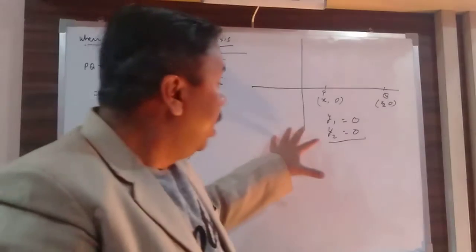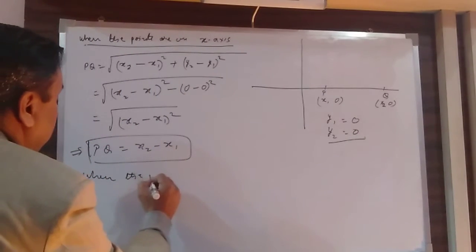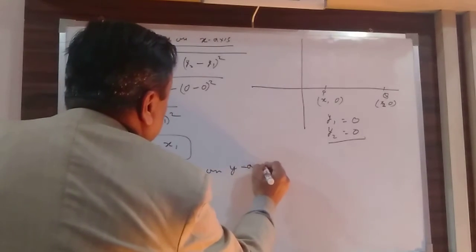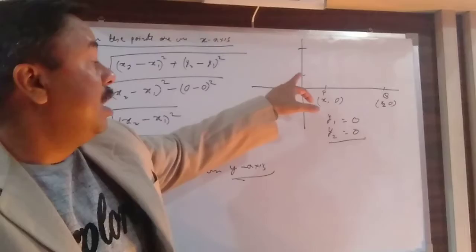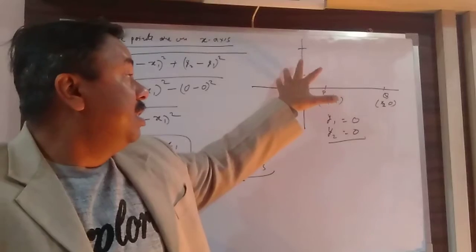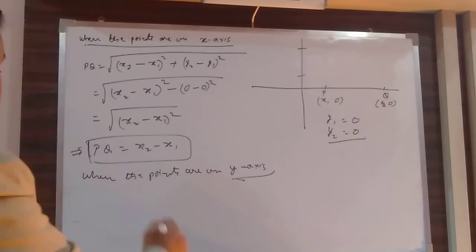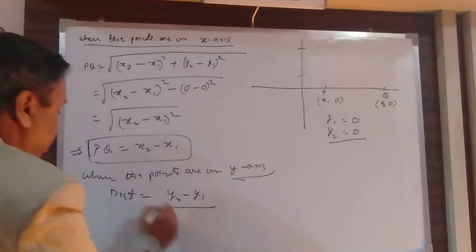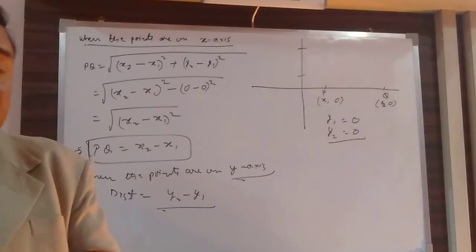Okay. Similarly, if the points are on the y-axis, that means the x coordinate will be 0. In this case, if the points are on the y-axis, then the x coordinates will be equal to 0, and if the x coordinates are equal to 0, then the distance will be just y2 minus y1. Okay, so this is all about the distance formula.